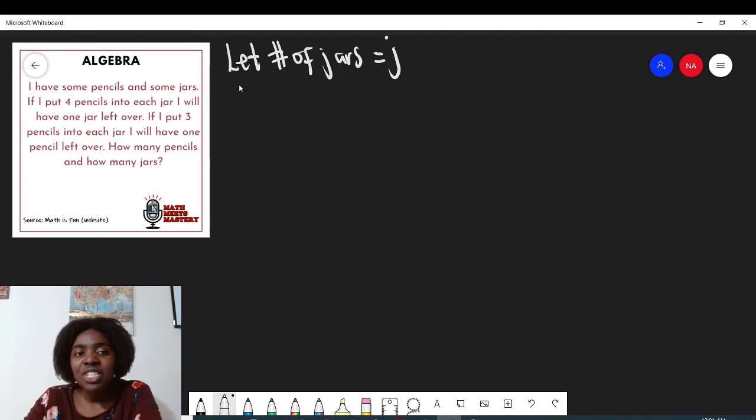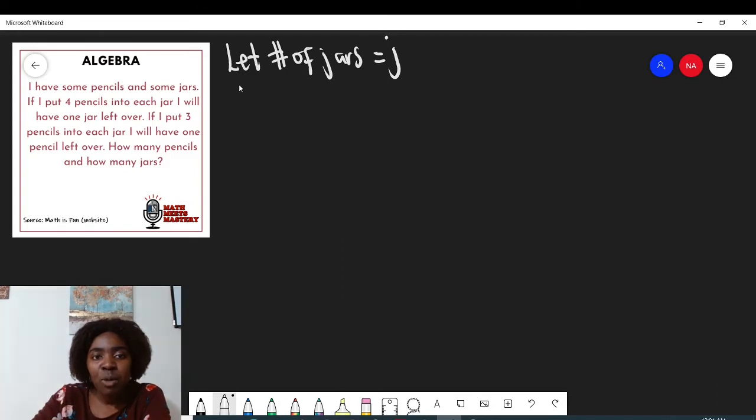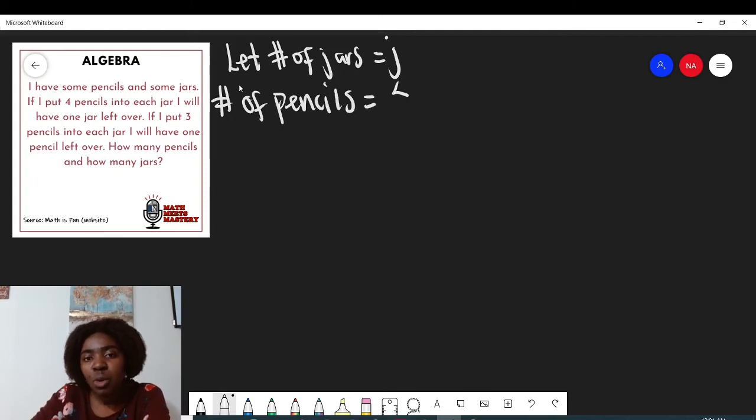Okay, in this question it says, if I put 4 pencils into each jar, but I have 1 jar left over, meaning I didn't fill all the jars. I filled J, the number of jars, minus 1. I didn't fill all of them, right? So my number of jars that I filled was actually J minus 1. And the number of pencils is 4 in each of those J minus 1. So what we have is the number of pencils is equal to 4 times (J minus 1). Okay, that's the first equation.